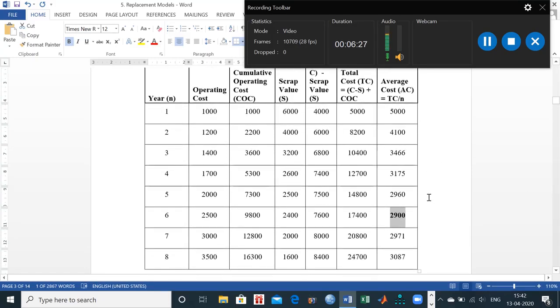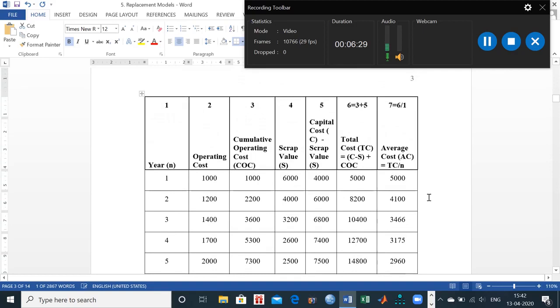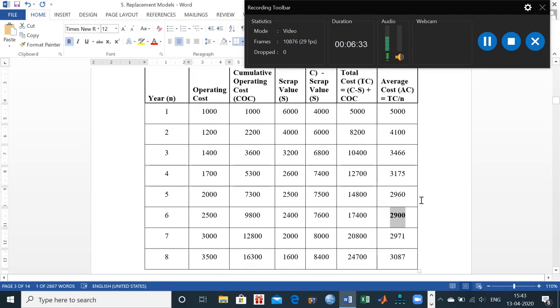So here we just had a method of calculating the average cost, and then we took a decision on when to replace a machine when the average cost was the lowest, and beyond that it was beginning to increase. So this is a simple replacement model for capital items in which we did not consider time value of money, neither was depreciation considered here in this problem.